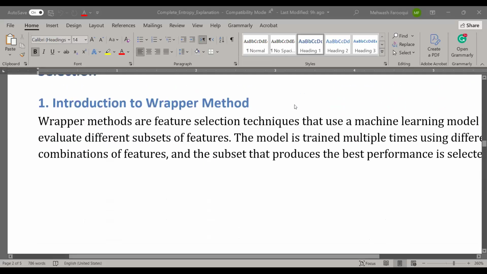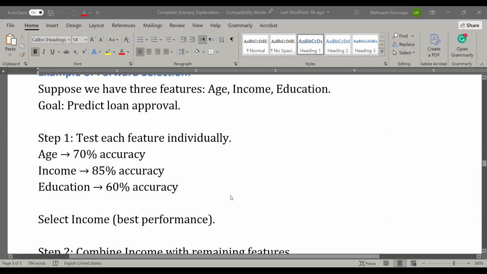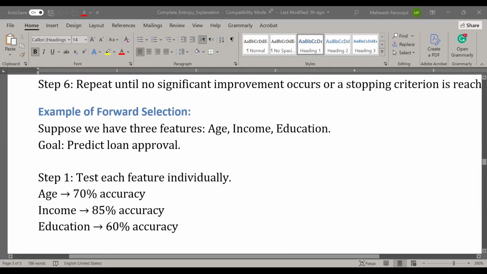Forward: start with an empty model, meaning we don't consider any feature at the beginning. Train a separate model using each feature individually. Select the feature which gives the best performance. Add the remaining features one by one. Keep the feature that improves performance most. Repeat until there is no significant improvement. The example will make it clear.